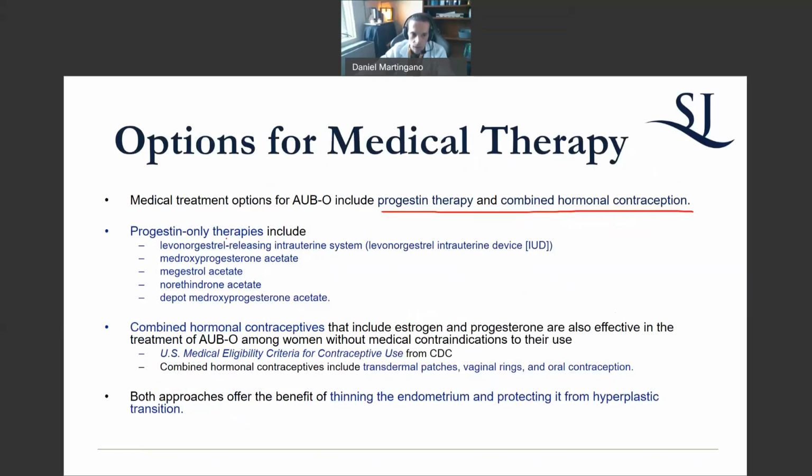So progestin-only therapies are many. The levonorgestrel IUD, like I mentioned, there's progesterone and megestrol, and norethindrone. These are all just oral forms of progesterone. Okay, and progesterone comes in different formulations and it has different uses. A lot of times you'll have someone on megestrol, which is Megace.